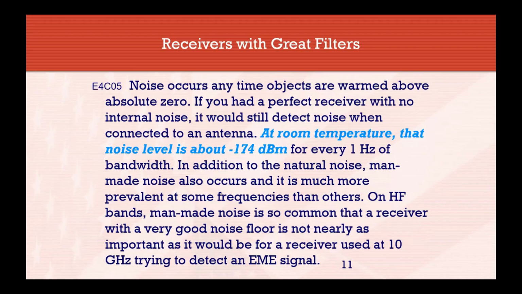And that's why they're saying in the second sentence, if you had a perfect receiver with no internal noise, it would still detect noise when connected to the antenna. Of course it would. At room temperature, that noise level is about minus 174 dBm. A dBm, the little m at the end, means compared to a milliwatt. 0 dBm is 1 milliwatt. So minus 174 dBm is way down there, probably in the femtowatts, way down in the signal levels.